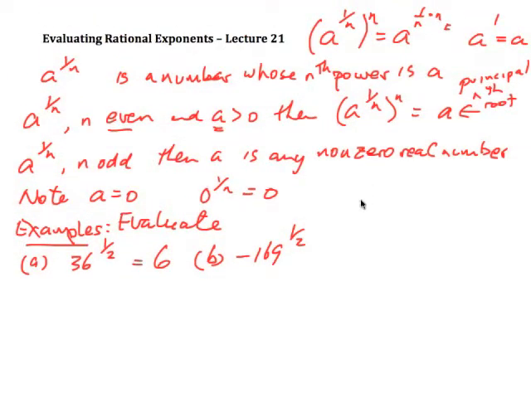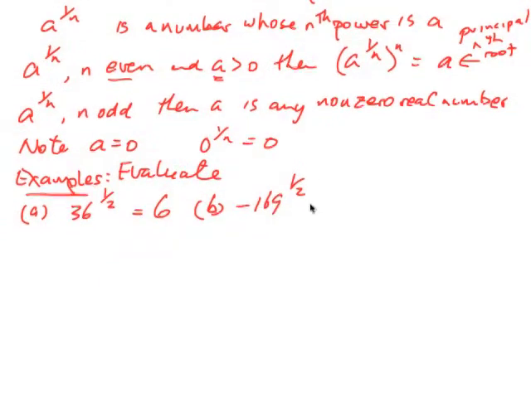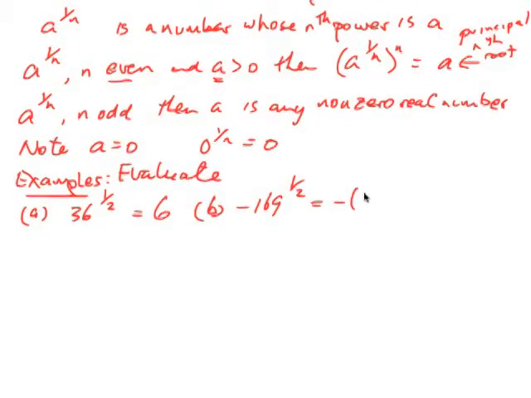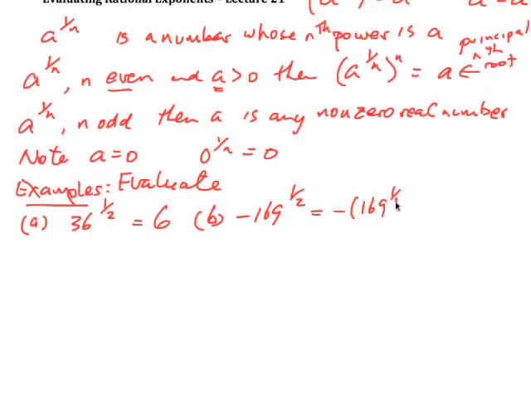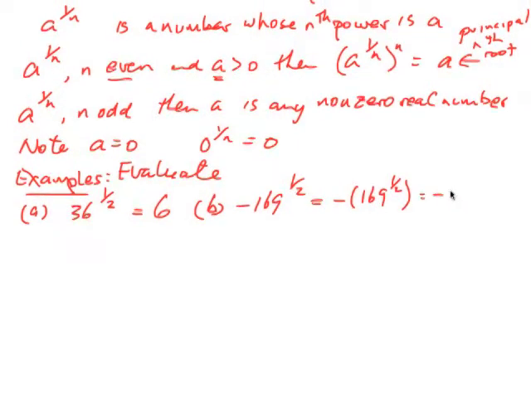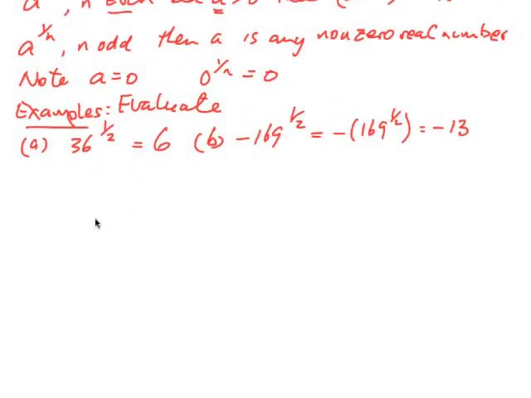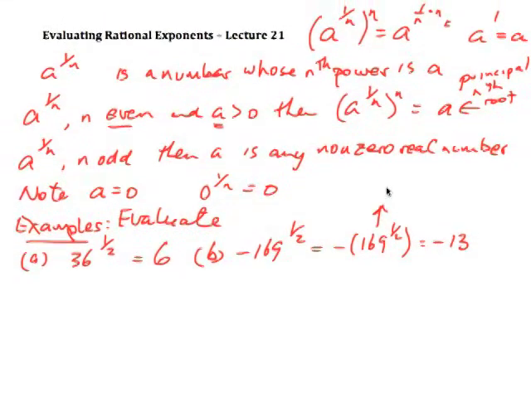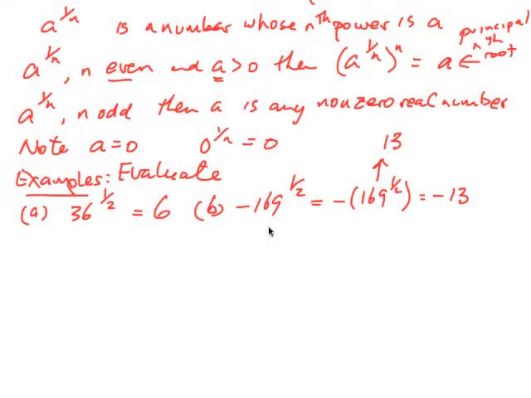What if I have this one, the negative of 169 to the half? Well, what do we do with this one? Of course, the half is only being applied to the 169, so I'm looking for this, and the principal square root of 169 is 13, so we end up with negative 13, because the principal square root of this would be positive 13.